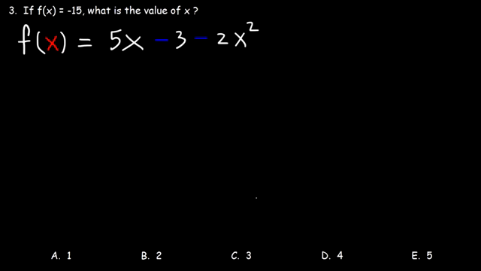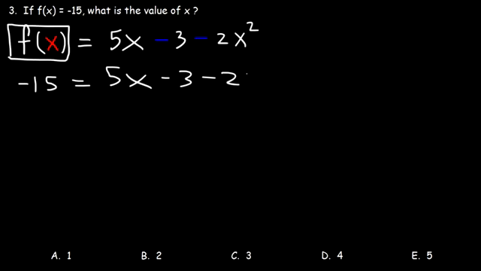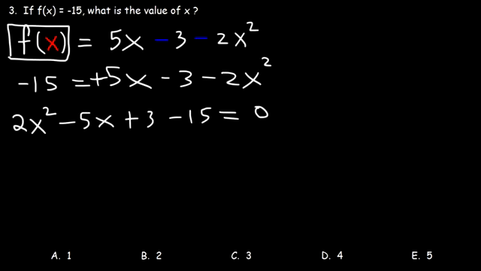Number 3. If f of x is equal to negative 15, what is the value of x? So let's replace f of x with negative 15. Now, since we have a negative in front of 2x squared, let's take everything from the right side and move it to the left side. So if we have a negative in front of the 2x squared on the right side, on the left side it's going to be positive 2x squared. 5x is positive on the right side, it's going to be negative on the left. Negative 3 is going to change to plus 3. And let's keep the negative 15 on the left side.